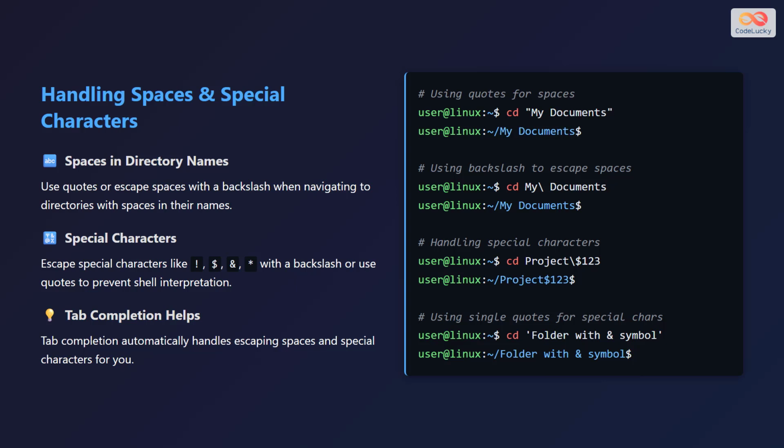Sometimes directory names include spaces or special characters. To handle spaces in directory names, you can either enclose the entire path in quotes or escape each space with a \. For example, cd "my documents" or cd my\ documents will both work. Special characters like exclamation marks, $ signs, ampersands, and asterisks also need to be handled carefully. You can escape these characters with a \, or use quotes to prevent the shell from interpreting them. Tab completion can automatically handle the escaping of spaces and special characters, which simplifies the process. For example, cd folder with ampersand symbol.